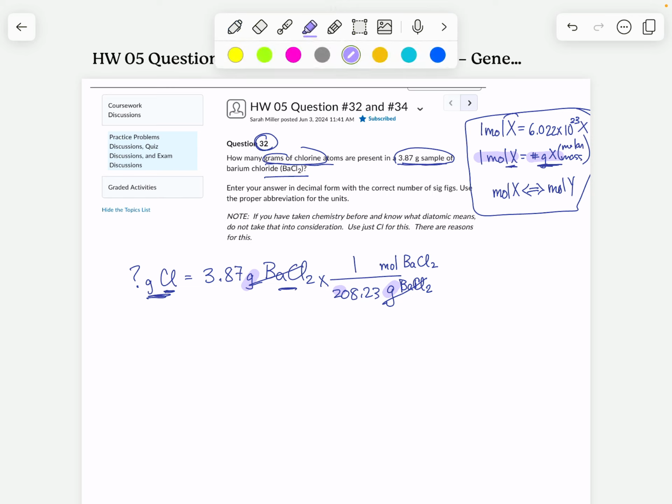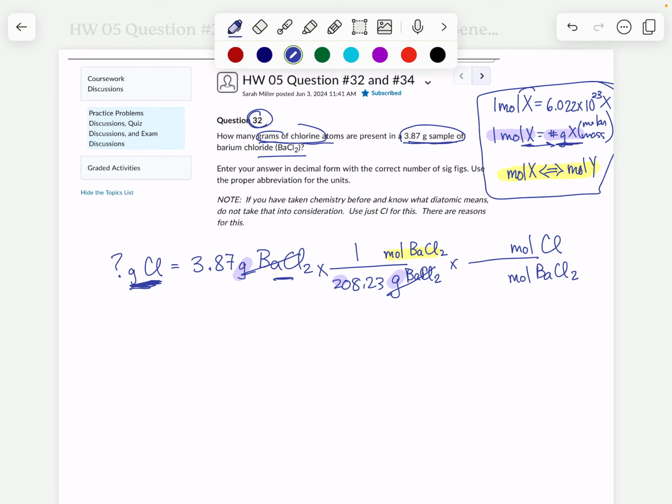I'm not done because I now have moles of barium chloride that has to cancel. I'm still trying to get to grams of chlorine, so I'll need my next step, which is moles of barium chloride on the bottom in order to cancel. My only path to grams from moles is to go back to grams of barium chloride. That doesn't get me where I'm wanting to go. I could go to molecules of barium chloride, but again, that doesn't get me there. Where I want to go is from X to Y, so I'm going to use that equivalence. I need moles of chlorine on top. I'm going to do my mole to mole conversion.